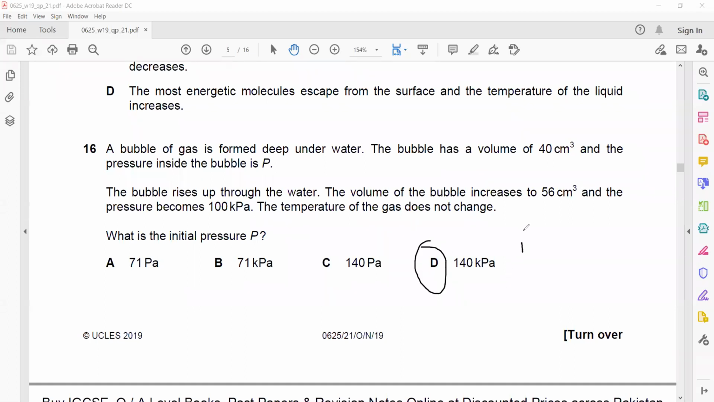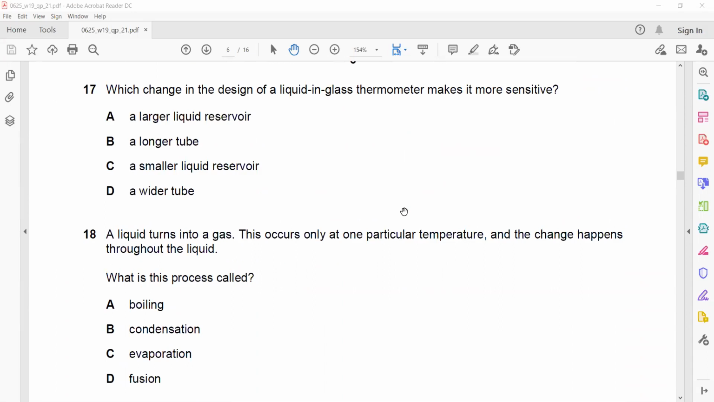D is the right answer. You will use Boyle's law, P1 V1 equals P2 V2. This is V1. A bubble of a gas is formed deep underwater. The bubble has a volume of 40 and the pressure inside the bubble is P. The bubble rises, the volume increases, that's V2, and the pressure becomes 100,000 pascal. We need P1, so just substitute and you will get 140 kilopascal. Unit conversion is not important here because you are taking a ratio, so unit conversion is not an issue.